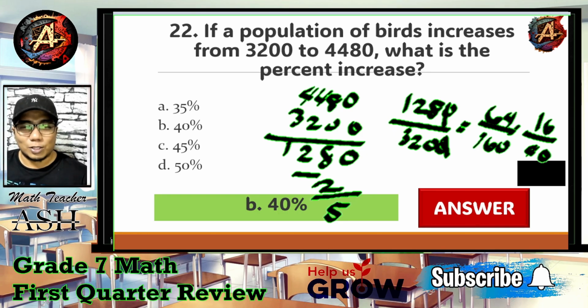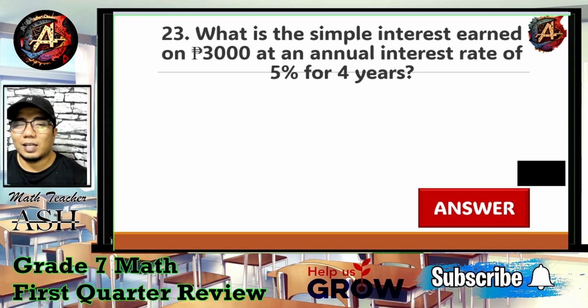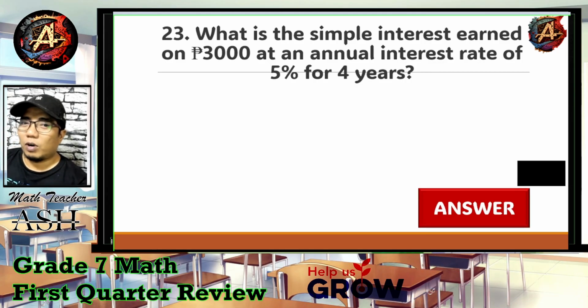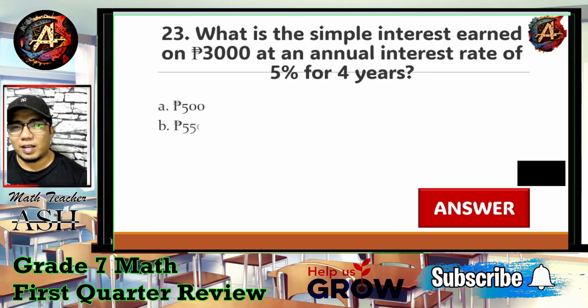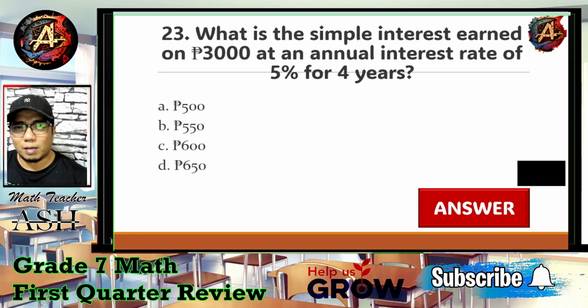Now, let us go to question number 23. What is the simple interest earned on 3,000 at an annual interest rate of 5% for 4 years? Is it A, 500, B, 550, C, 600, or D, 650? I'll give you 5 seconds to think about your answer.